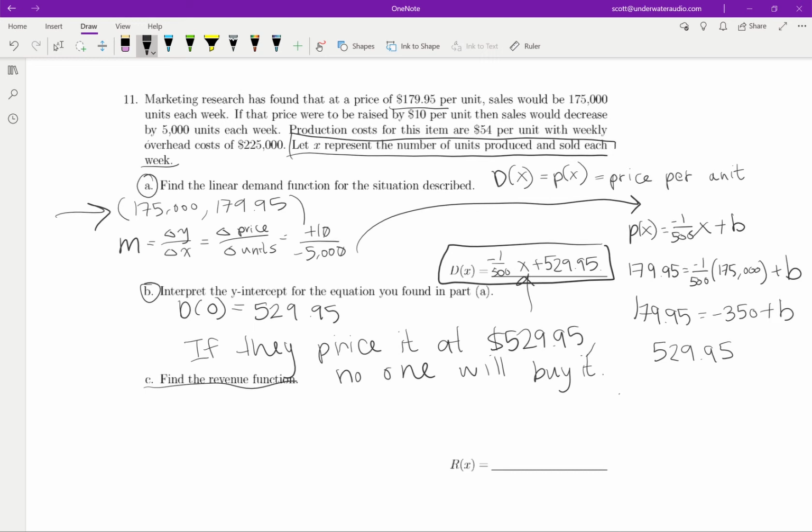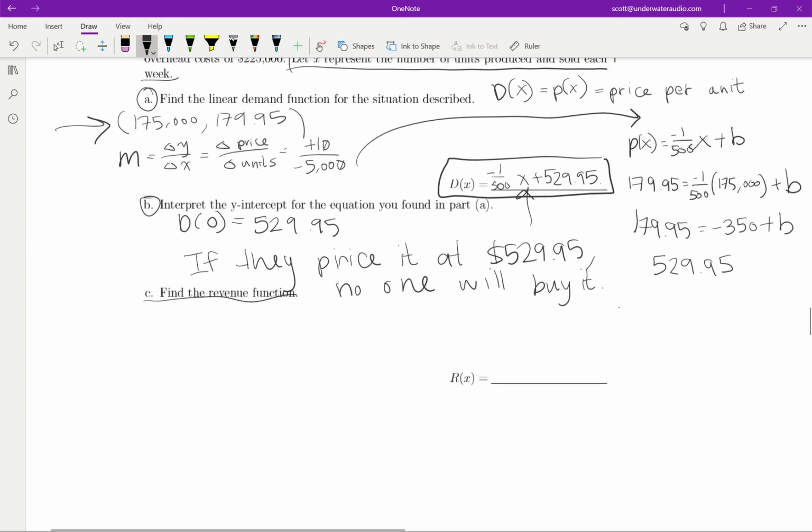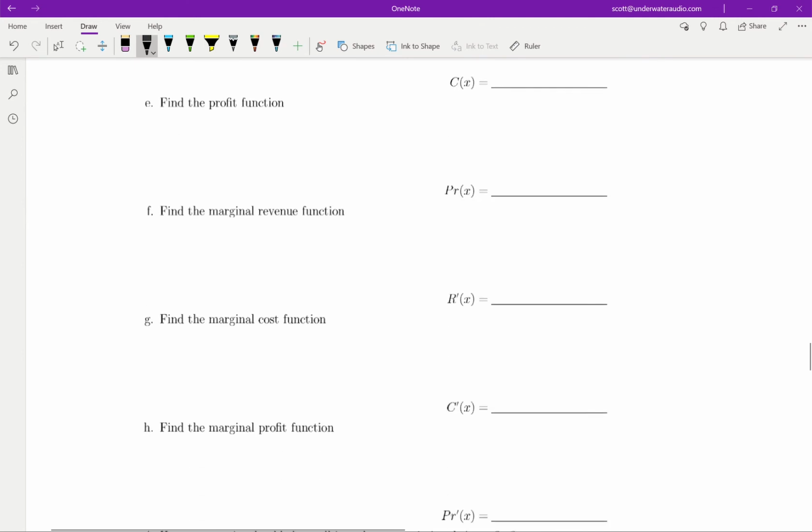And I do hope that you'll practice this kind of problem because, yeah, it might show up again on midterm 2 or on the final.